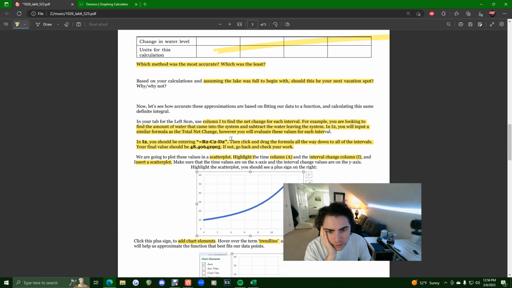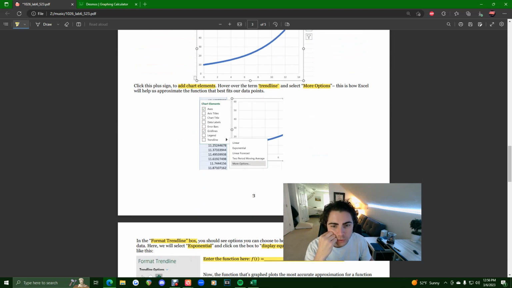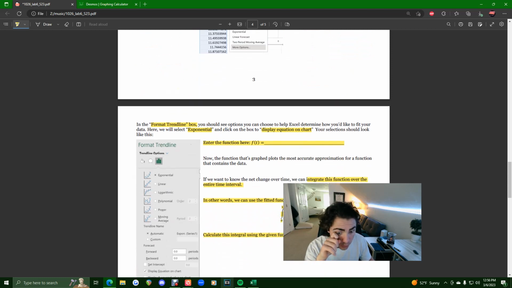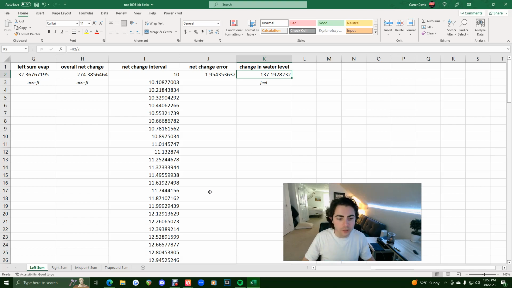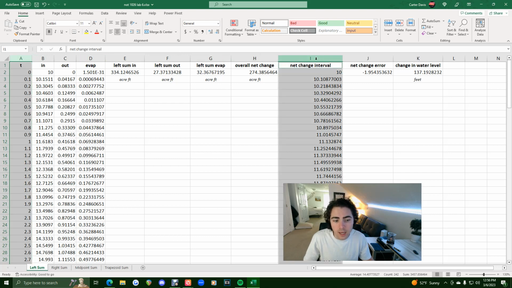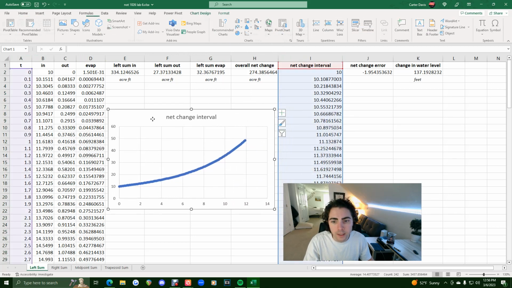They tell us how to calculate the intervals, so we've already done that up to this point. Now we're going to plot these values in a scatter plot, highlight the time and the interval change, and then insert a scatter plot. I'll demonstrate it with the left sum here. We plot column A, the t values. Click on A, hold control, and click on I to highlight both at the same time. You go to insert, scatter plot.